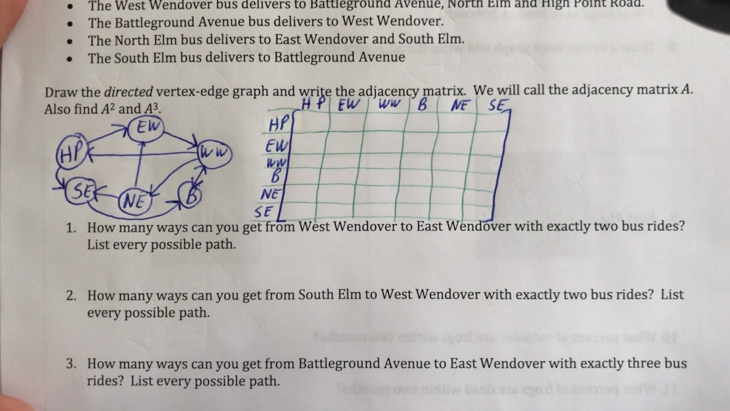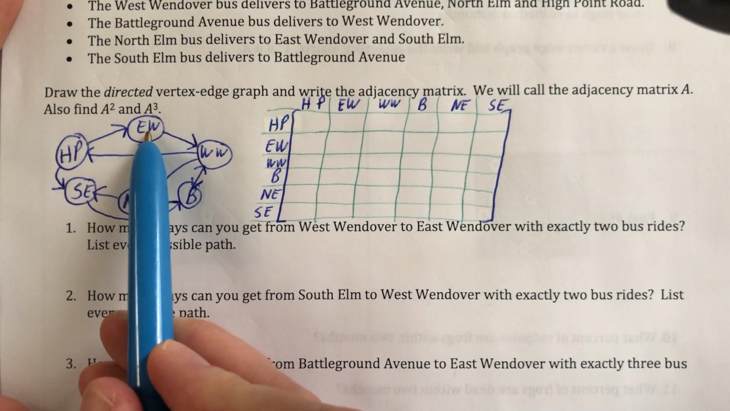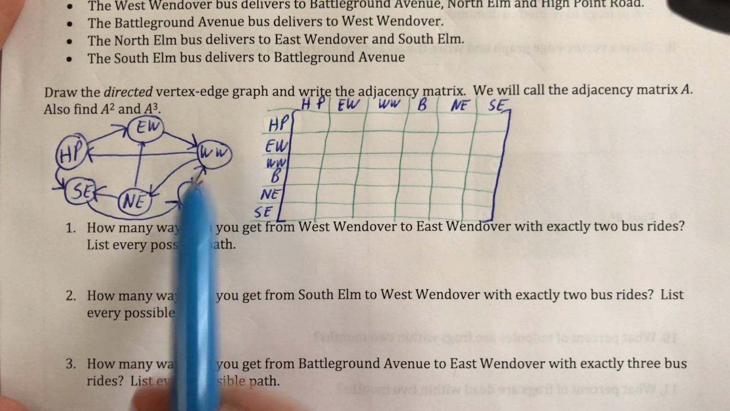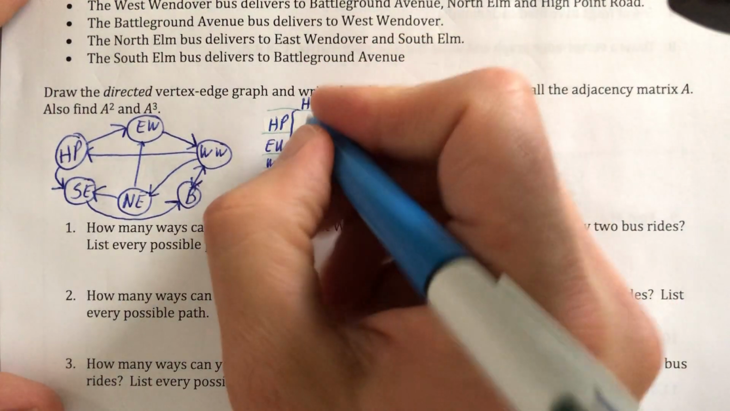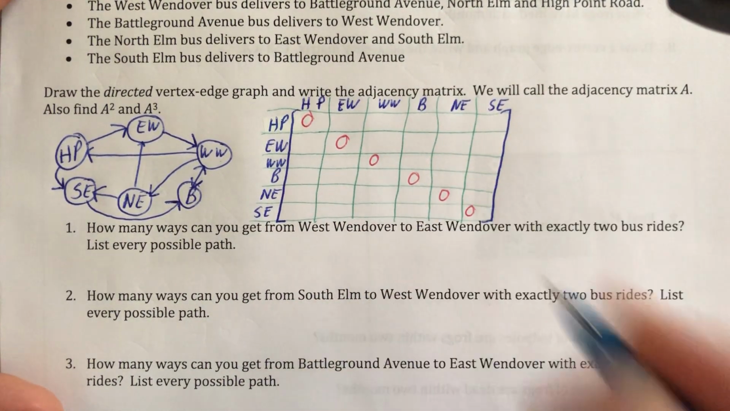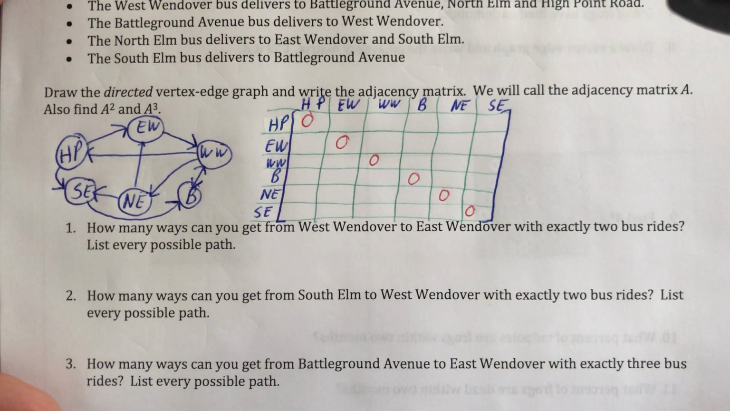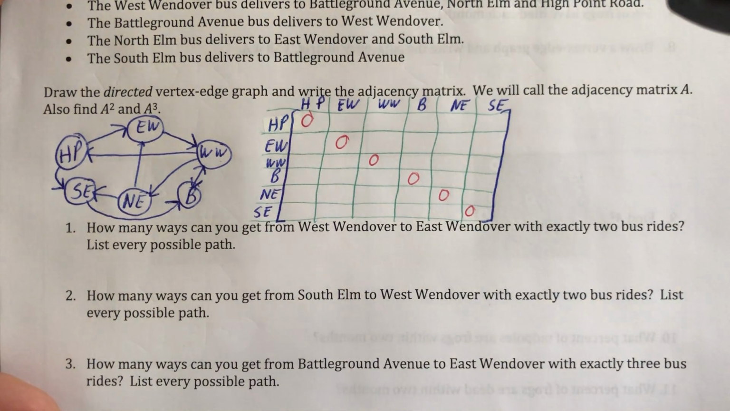So here goes. High Point Road doesn't go to High Point Road. East Wendover doesn't go to itself. West Wendover doesn't go to itself. Like, why would you ride a bus back to where you already were? So I'm just going to go through here and do something obvious. And just to make this stand out, I'm going to put it in red. So 0, 0, 0, 0, 0, 0. This is any bus route to itself. South Elm to South Elm. North Elm to North Elm. Battleground to Battleground. You get it.